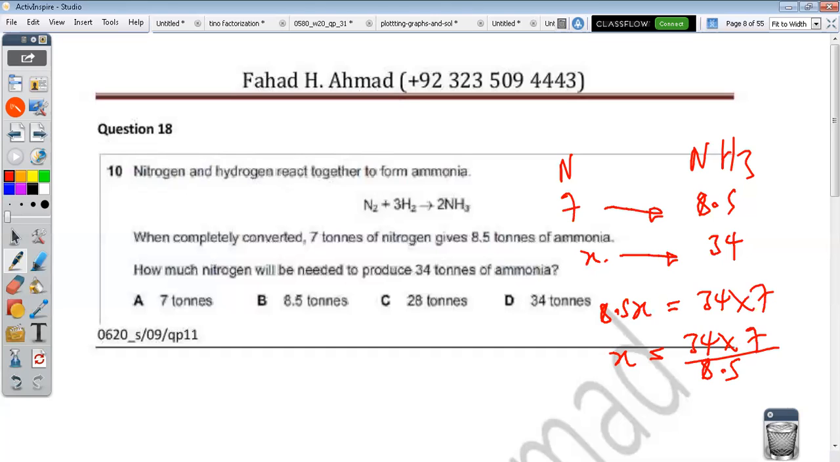Well, not clear. I'm simply using math. So you should get 28 tons. Are we together? Or not together?